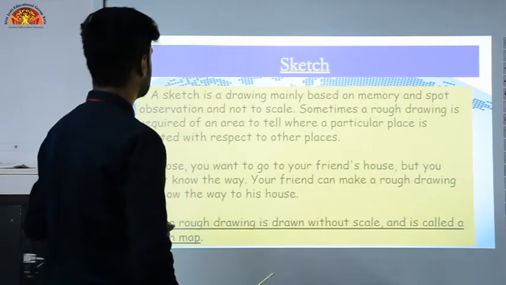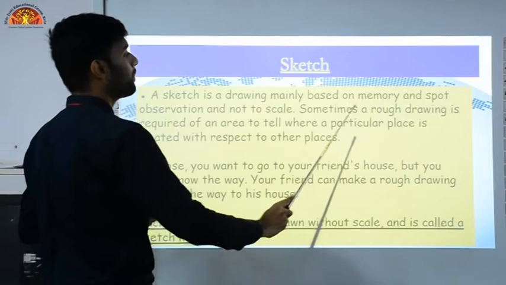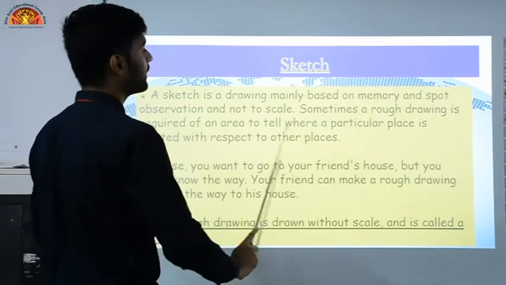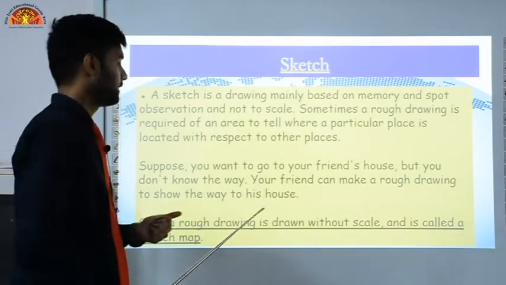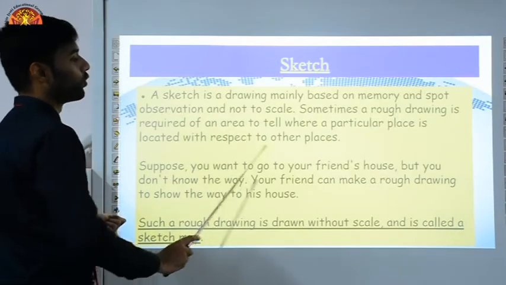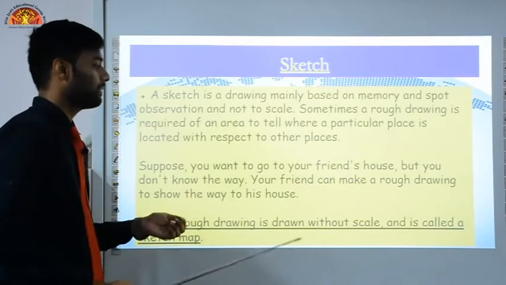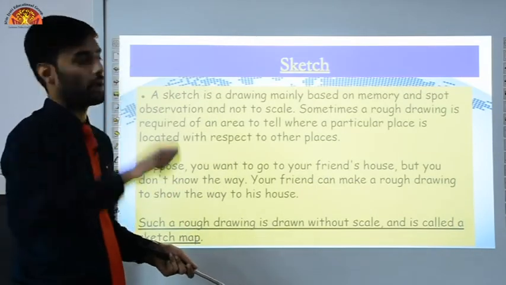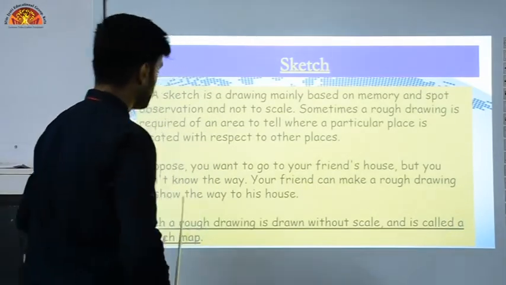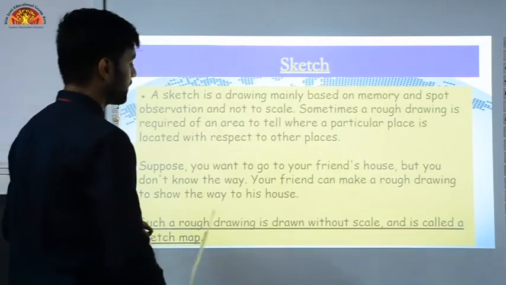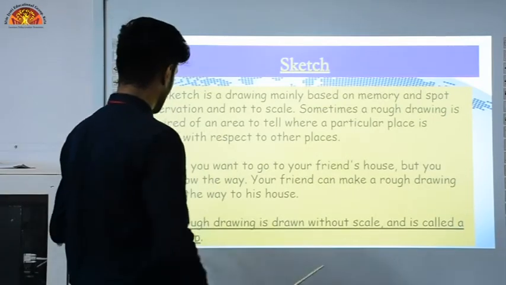Sometimes a rough drawing is required of an area to tell where a particular place is located with respect to other places. How? Let us give an example. Suppose you want to go to your friend's house, but you don't know the way. So what will your friend do? He will make a rough drawing. Your friend can make a rough drawing to show the way to his house. Such a rough drawing is drawn without scale and is called a sketch map.